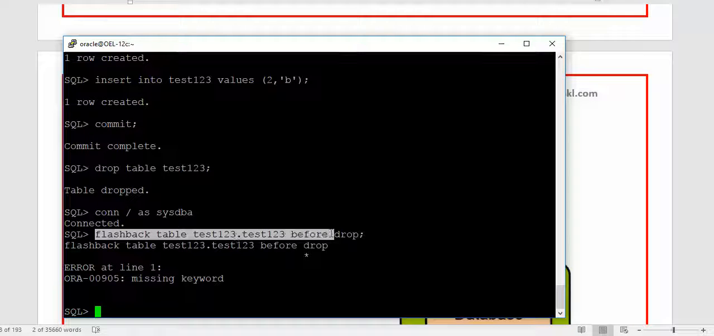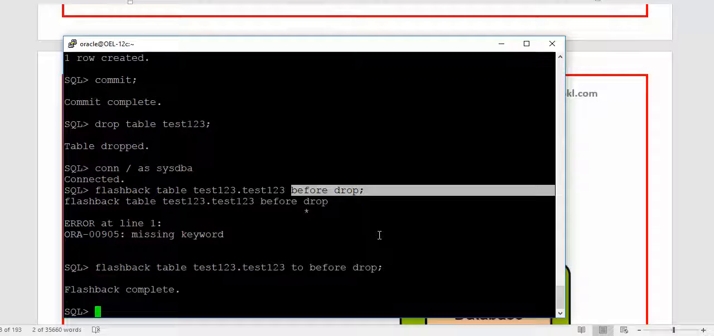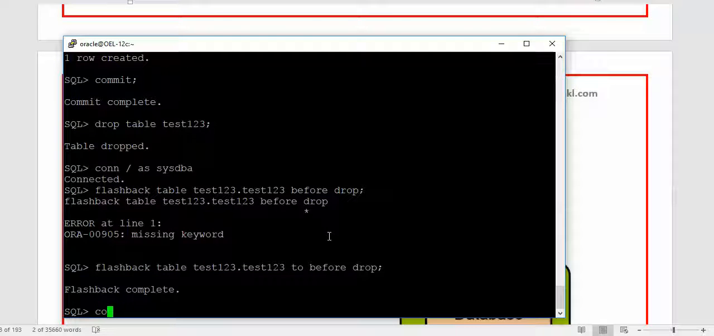One minute before, missing keyword before drop. Let me get the syntax. So the missing syntax was to before drop. Right? Flashback is completed. See, as simple as that.